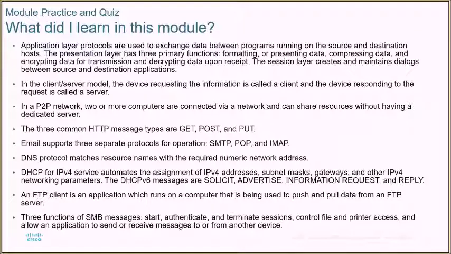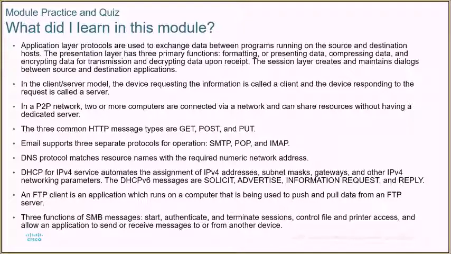Email supports three separate protocols for operation: SMTP, POP, and IMAP. Not that you'll use POP much these days. The DNS protocol matches resource names with the required numeric network address. DHCP for IPv4 automates the assignment of IPv4 addresses, masks, gateways, and other IPv4 parameters. DHCP version 6 works much the same way. They've just called the messages different names.